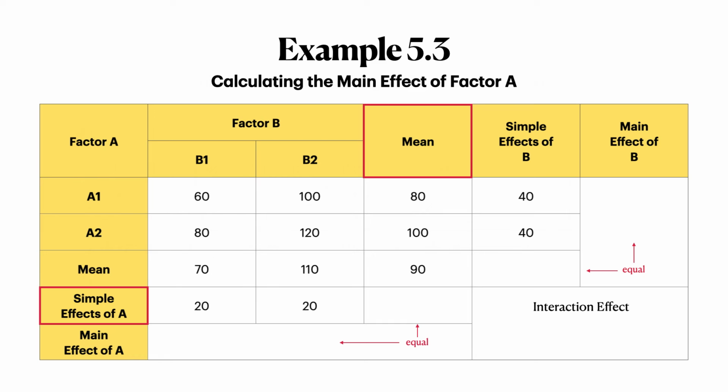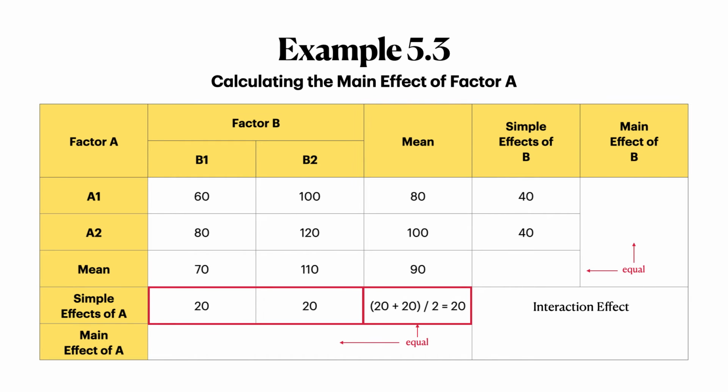And here we see how we calculate this quantity in the context of the table. So we want to calculate the mean of the simple effects of A. And so we're going to put that value in the cell that is the intersection of the column for the mean and the row for the simple effects of A. And we'll carry out that calculation, 20 plus 20 over 2, that gives us 20. And so we see that the main effect of A is, according to this calculation, equal to 20.